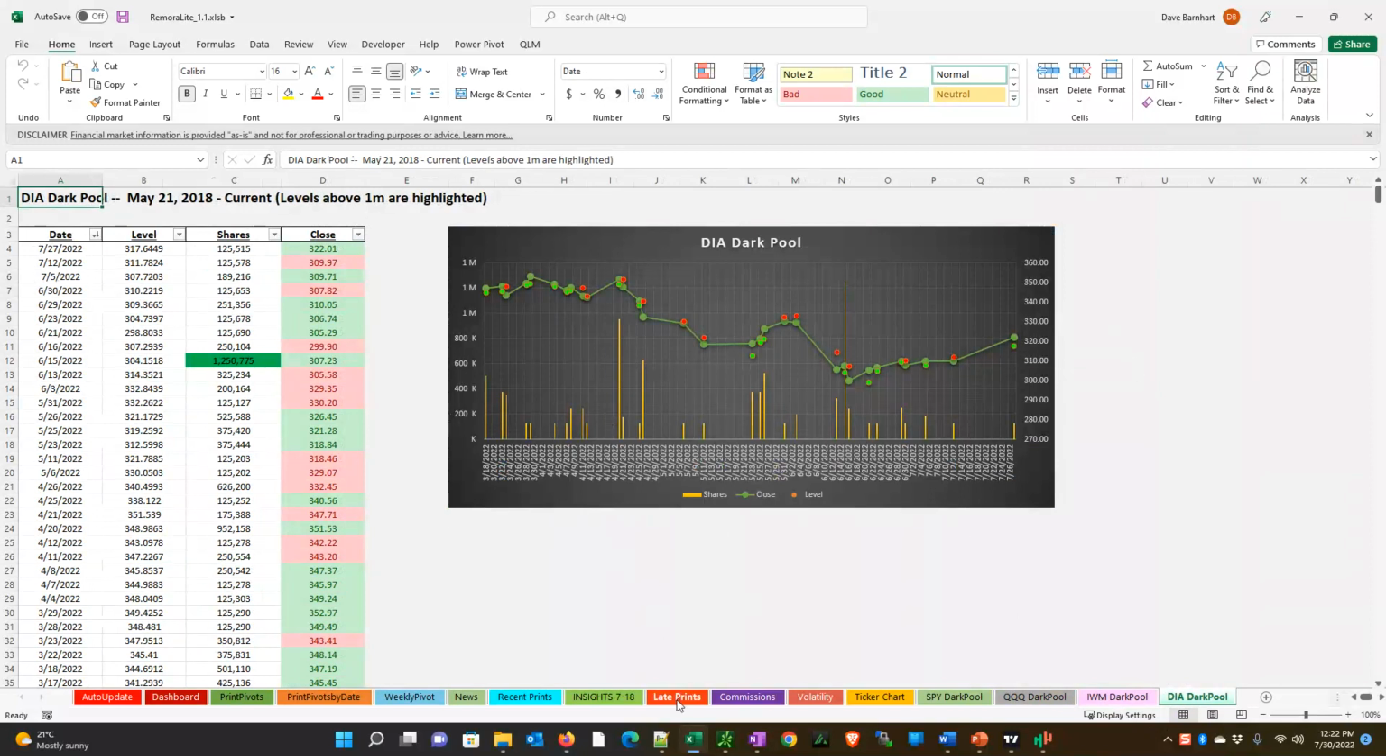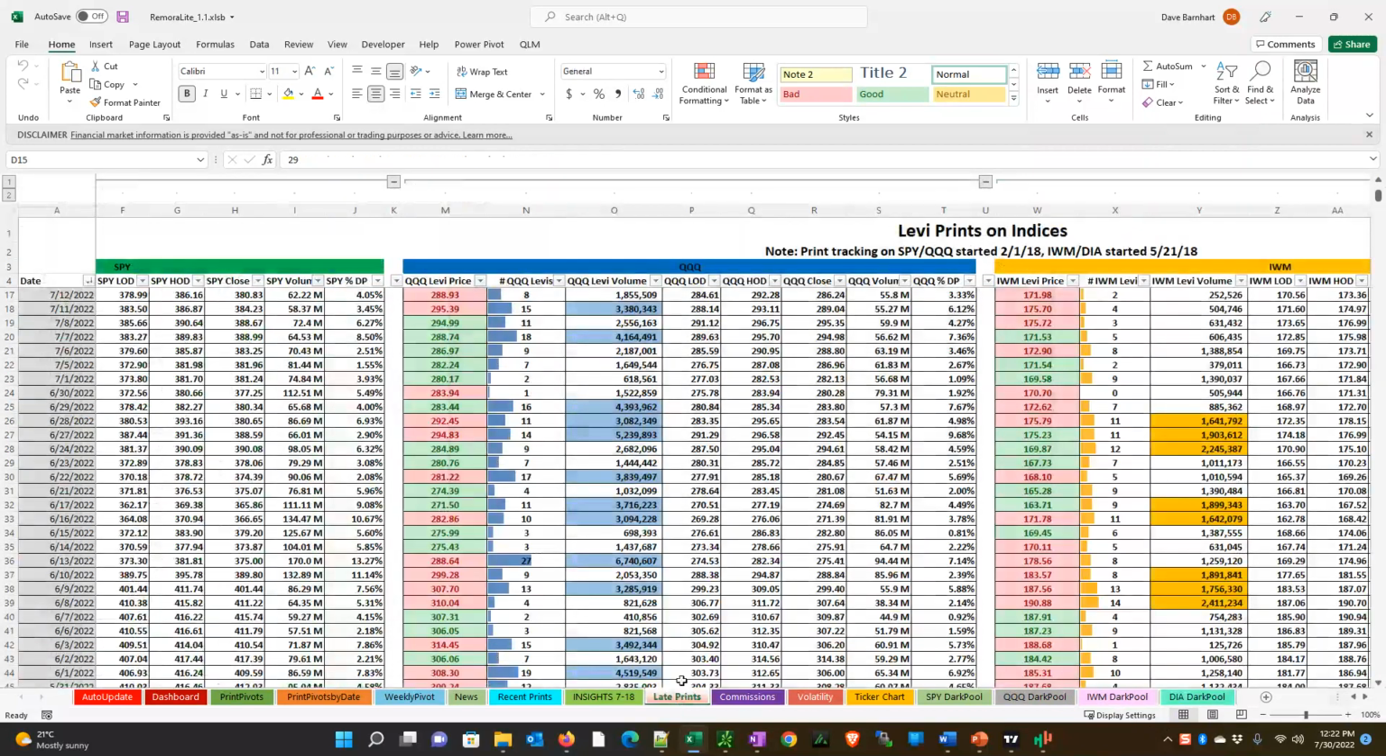So let's look at this way. And why I'm covering these tabs first is because getting the sentiment of the market is very important, especially when you're trading. So here we have the Levi prints on indices. Now we call them Levi's. These are the ones comparing those late prints, those special ones that are reported 24 hours late.